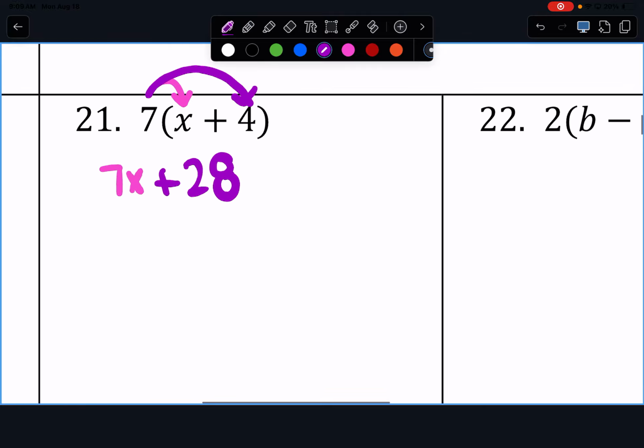I also want us to look at... Let me see which ones exactly I want to make sure we go over together. Let's go over 23.